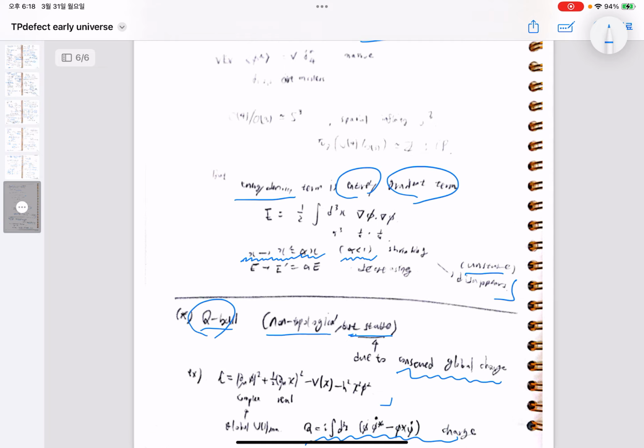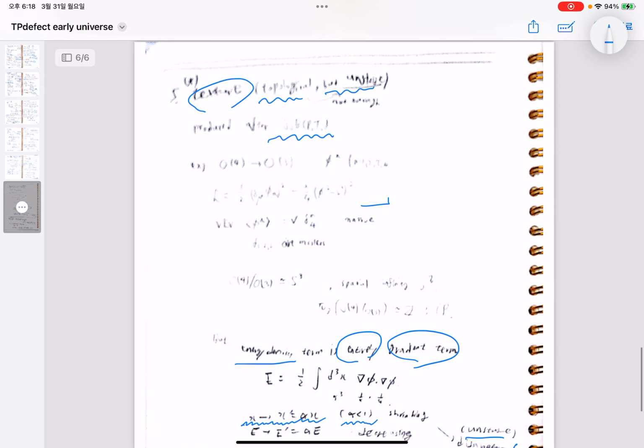So today, we talked about the topological defects from the point of view of mathematics, and their production in the early universe and the cosmological problems here.